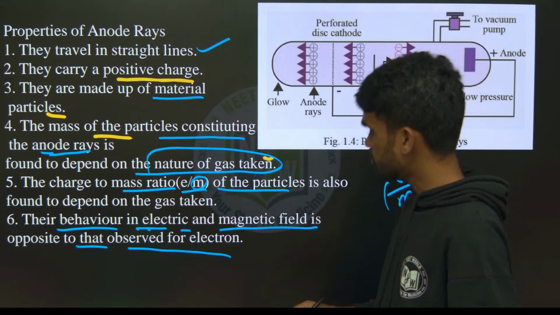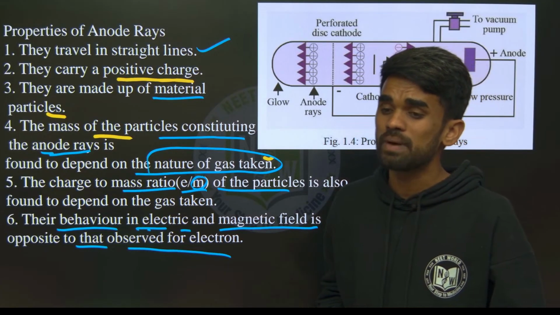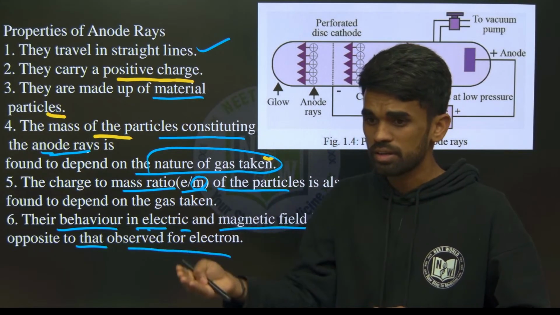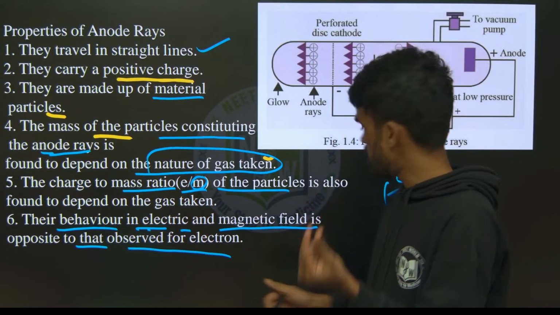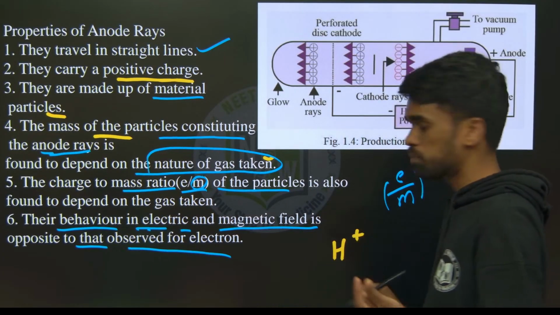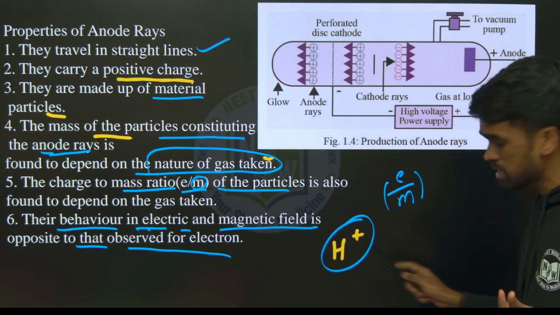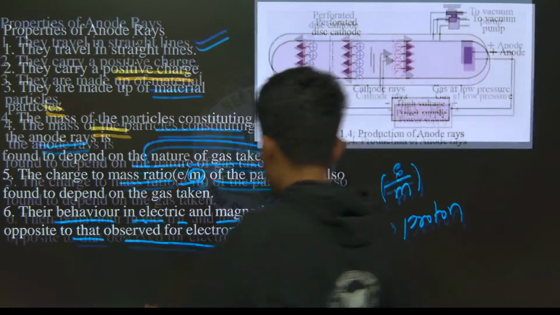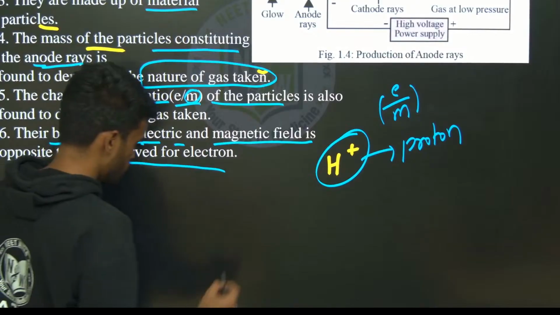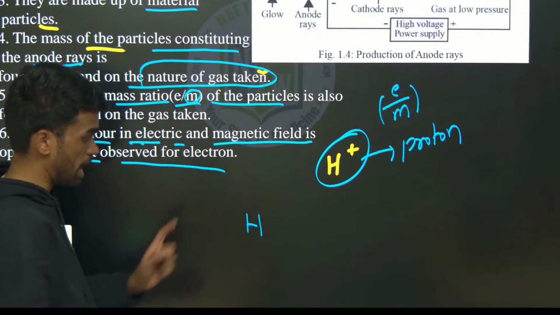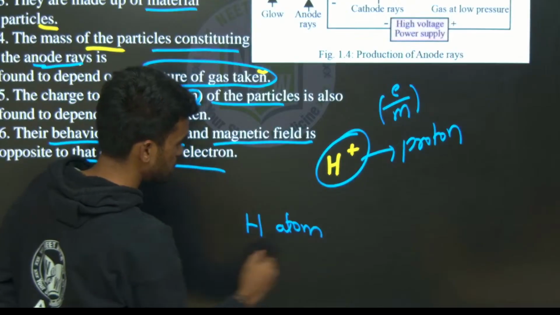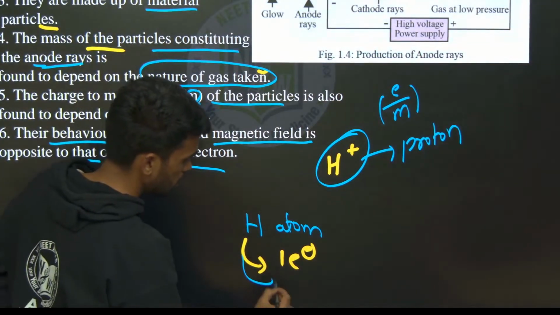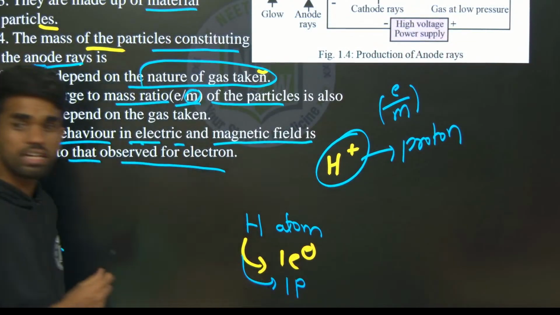Now tell me, what is the lightest positively charged particle we can get from this experiment? Hydrogen cation, that is the proton. The lightest positively charged particle obtained in this experiment is H plus, and we are considering it as the proton. Why exactly do we say proton? Because if you take a hydrogen atom, it contains one electron and one proton. Do we have any neutrons in it? No.